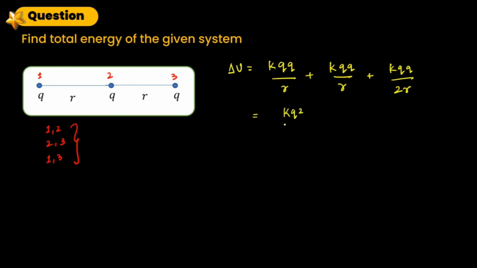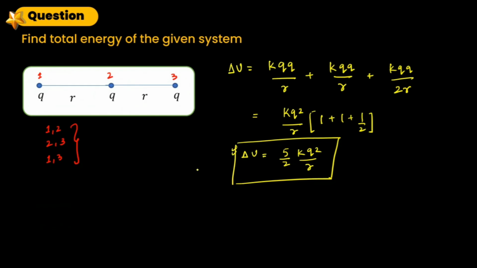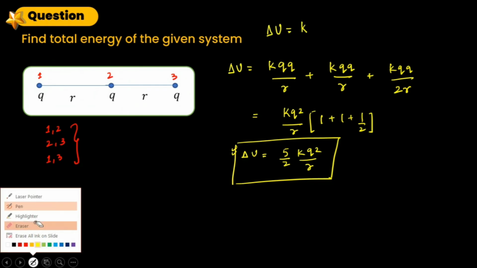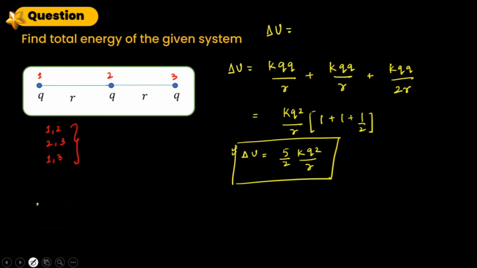So KQ² over R can be taken out as common. It is going to be 1 plus 1 plus 1/2. So it is going to be 2 plus 1/2, that is 5/2, KQ²/R. This is how we will find the potential energy for a given system having charges placed in a straight line like that. Again, try to remember the actual relation: potential energy in a given system is due to the number of pairs of charges present there. Here, the pairs we have are 1-2, 2-3, and 1-3. You just have to figure it out that way.